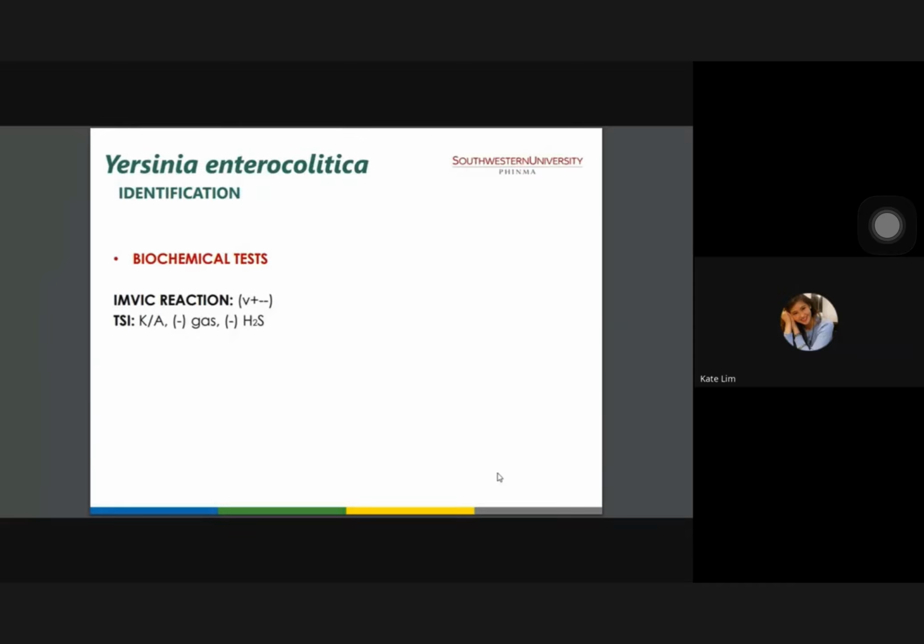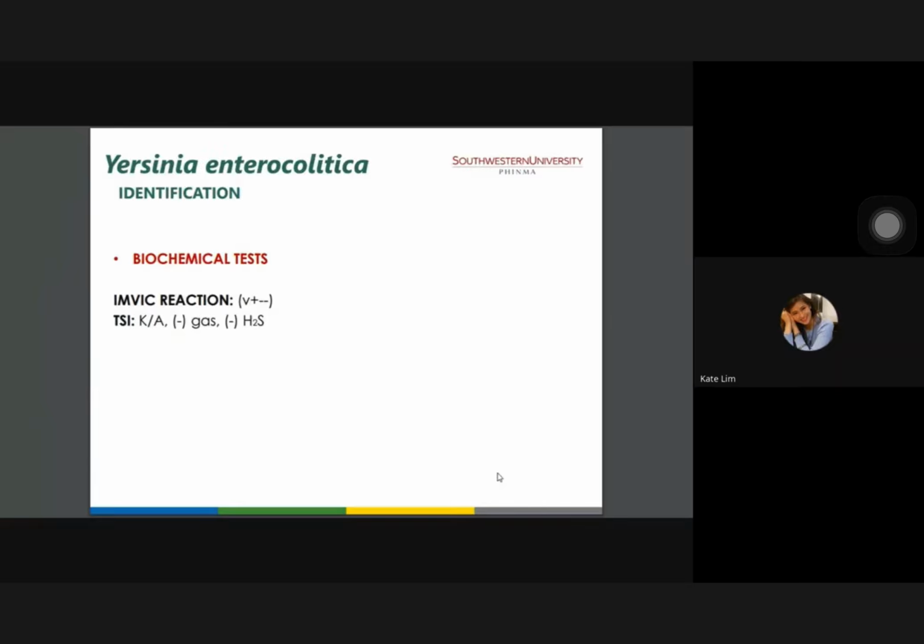For IMViC reaction, we have variable positive, negative, negative. In most cases, for the indole of Yersinia enterocolitica, it shows a positive result. But then again, we have certain conditions and situations where it shows variable results. Meaning, when you say variable, it could be positive, it could be negative. But for Yersinia enterocolitica, it shows more on the positive side. So we'll just put variable there for variable positive, negative, negative.